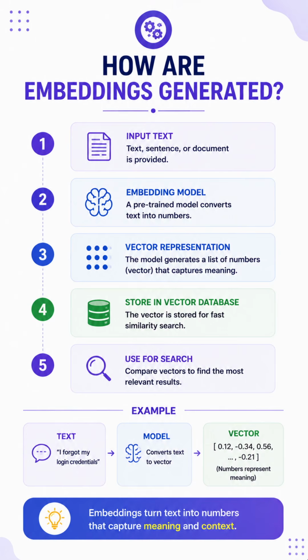Later, when a user submits a query, the same embedding model converts the query into another vector. The vector database compares the query vector with the stored vectors using similarity search and retrieves the vectors that are closest in meaning. These relevant results are then passed to the large language model, which uses them as context to generate an accurate and relevant response.